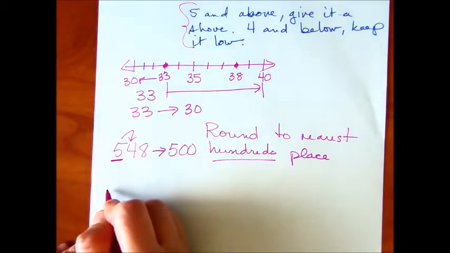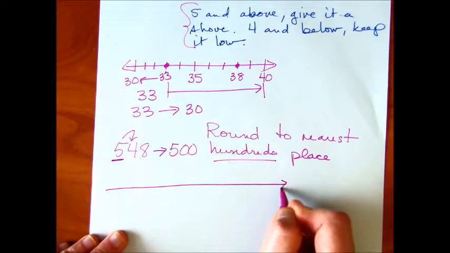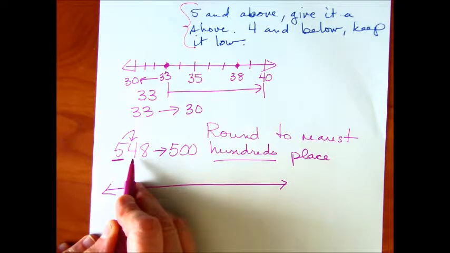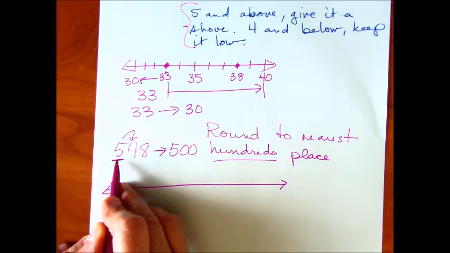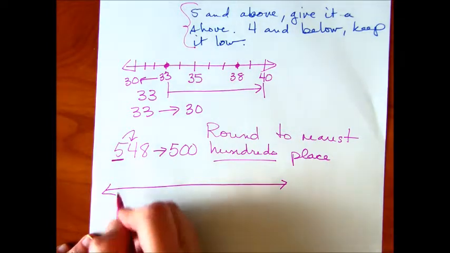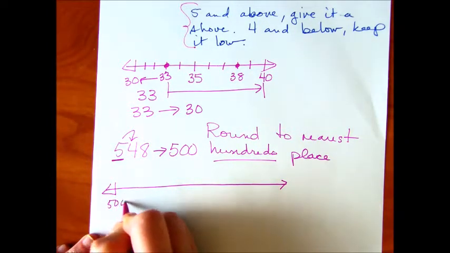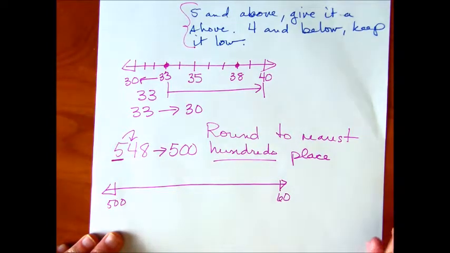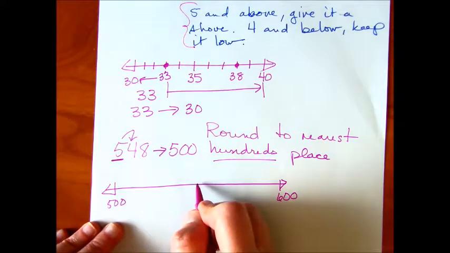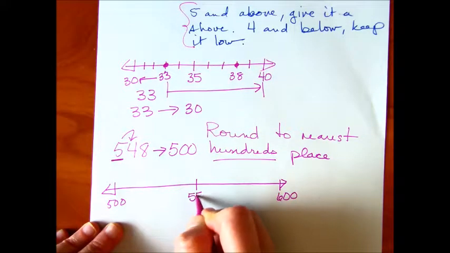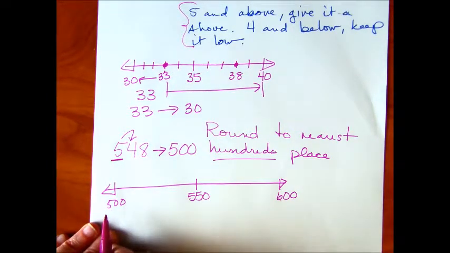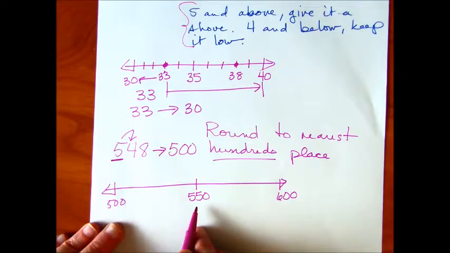Now, oftentimes students will say, now wait a minute, how come the 8 doesn't change the 4 to a 5 and then the 5 to a 6? And so this number line is really going to help you see why that's not the case. Okay, so I'm going to put 500 here, 600 down here, and in between 500 and 600 is 550.